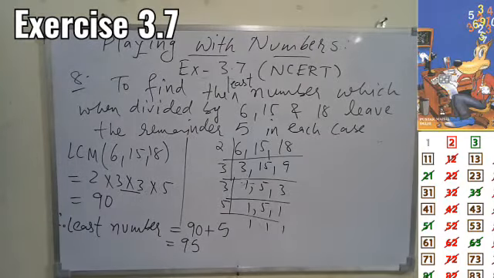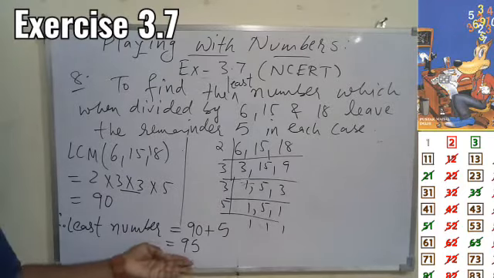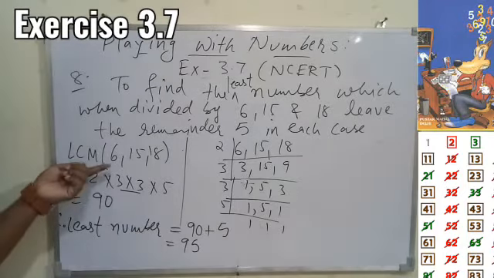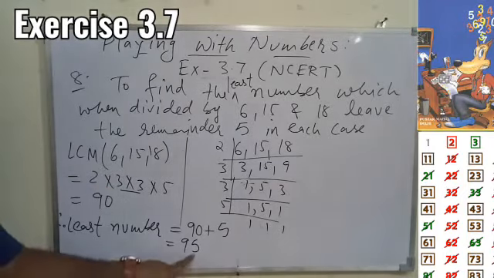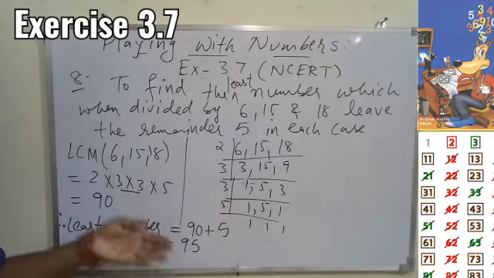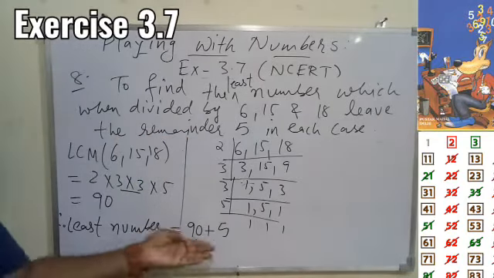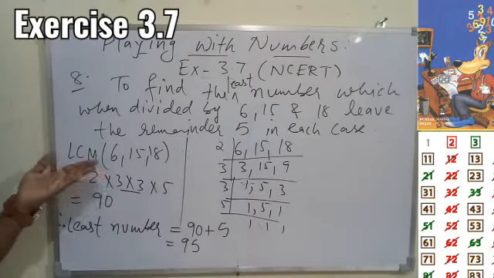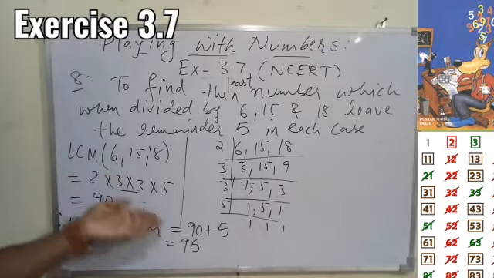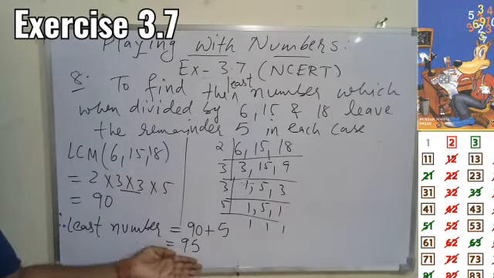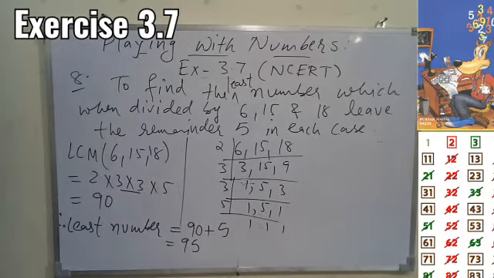So we can say 95 is the least number which, when divided by 6, 15 and 18, will leave the remainder 5, because 90 is the least number completely divisible by all these three numbers. So you understood, 95 will not be completely divisible by any of the three. Each will leave the remainder of 5 in this case. So that is the simple answer we have.